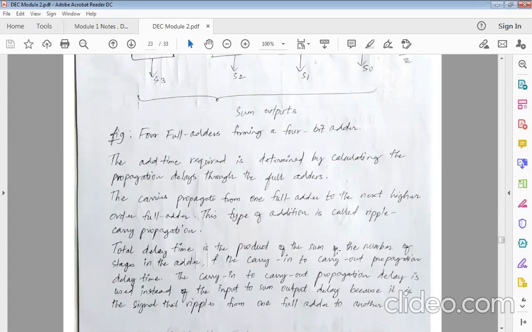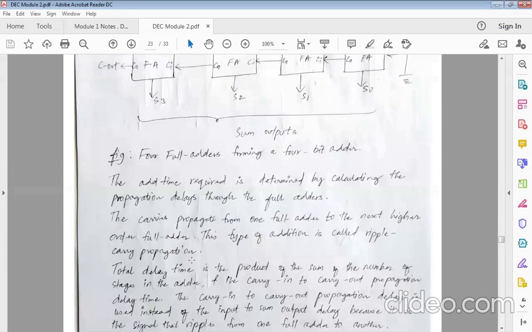Total delay time is the sum of the delays over the number of stages in the adder. As I told you, delay is very much dependent on all the stages. As the number of stages increases, the number of transistors, logic gates, and wires has increased, thereby increasing the delay time. Say, for example, I give an input at 5 nanoseconds and I'm expecting an output in another 5 nanoseconds.